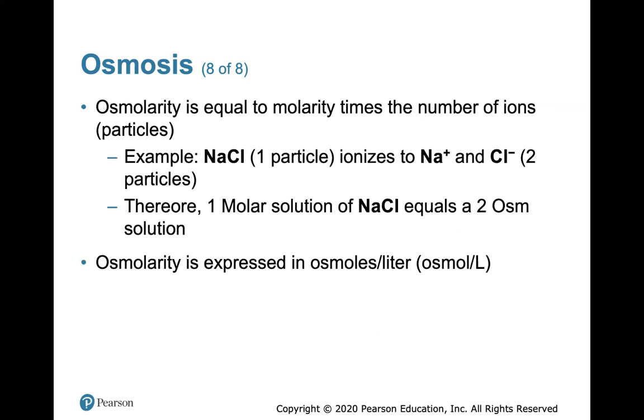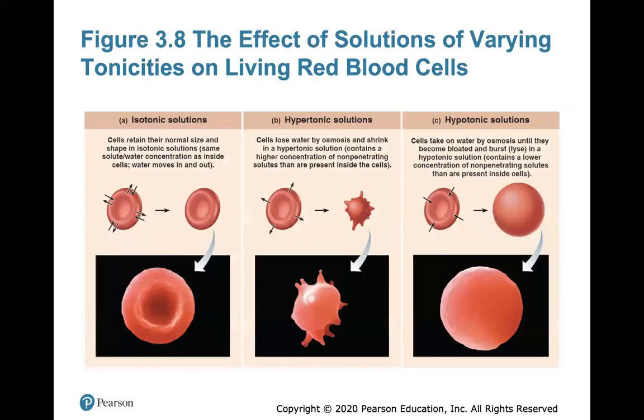This will take us through a little bit of osmolarity. It's equal to the molarity times the number of ions. And we're going to skip over this. You don't have to worry too much about this, but I do want to talk about the effect of solutions of varying tonicities on living red blood cells. And you should have a good understanding of this.